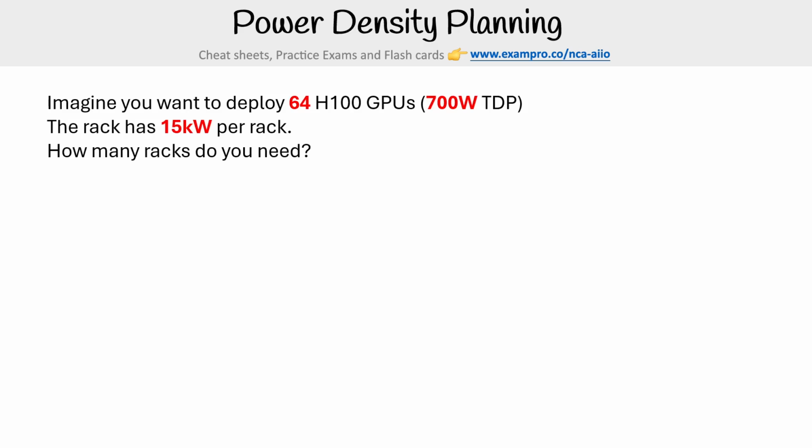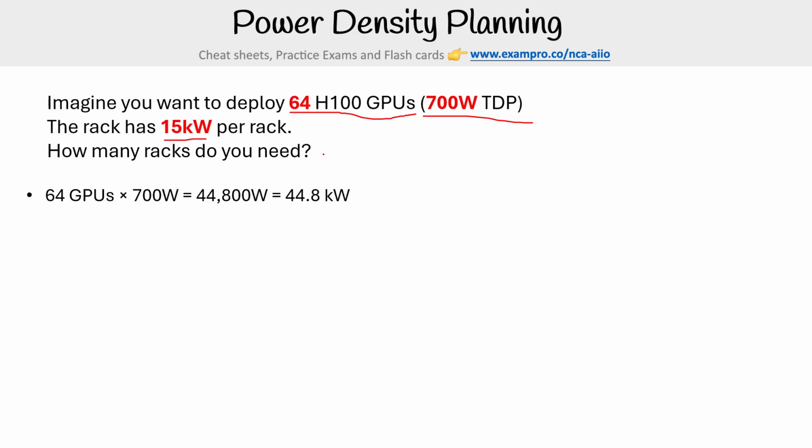All right, folks, let's take a look at power density planning. So imagine you want to deploy 64 H100s. You must be rich. You got a lot of money if you got that many H100s. But it's saying 700 watt TDP. So which is it, SXM or NVL or whatever the other one is? It's going to be SXM because that's the one with the higher usage. Okay, the rack has 15 kilowatts per rack. How many racks do you need?